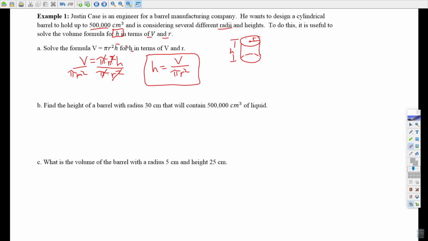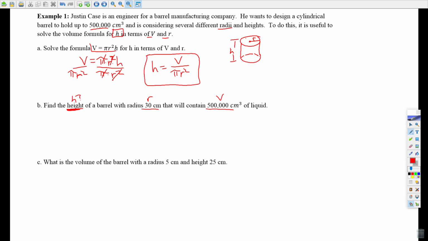So that will lead us into the next couple parts here, B and C. For B, find the height of a barrel. So we're trying to find H. Find the height of a barrel when the radius is 30 centimeters, that's R, the radius, that will contain 500,000 centimeters cubed of liquid. When you're talking about how much something contains, especially in a 3D object like a barrel, that is your volume, how much something is contained. So in this particular case, if you're trying to find the height, what formula do you want to use?